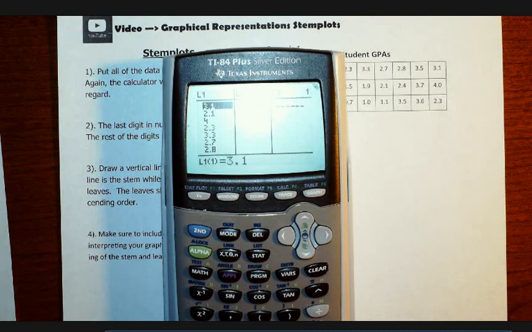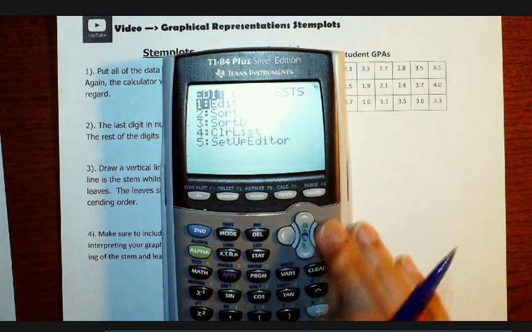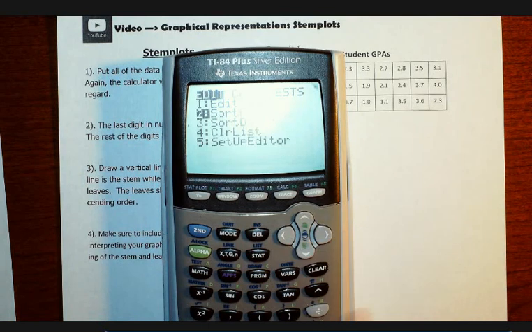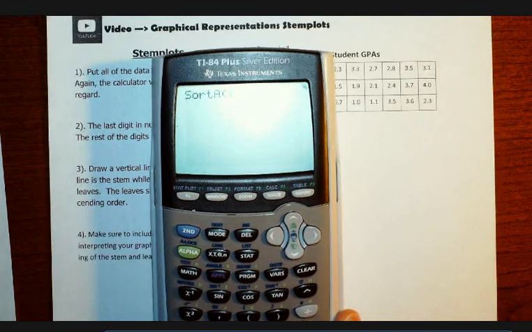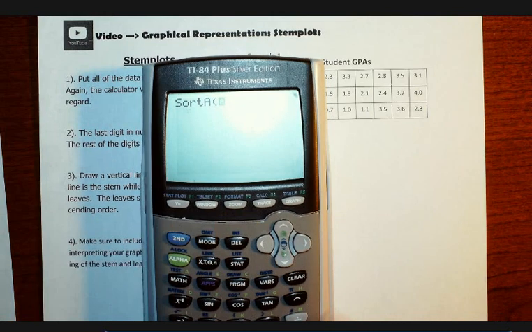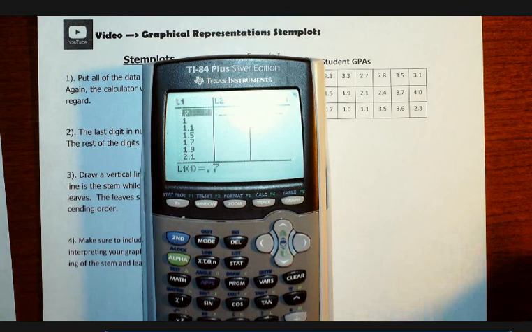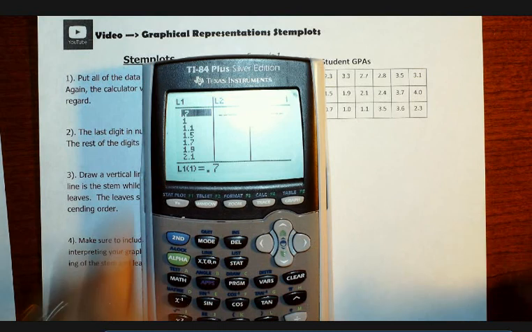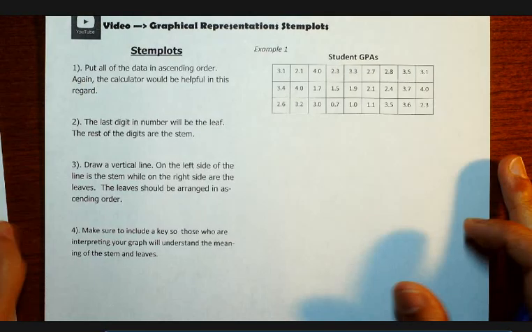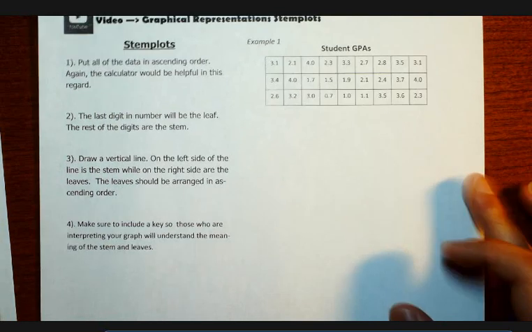Next I go back to stat. I want to sort in ascending order, and I want to tell the calculator that all of my values are in list 1. So now when I go back to my stat edit, all of the values are listed from least to greatest. In a stem and leaf plot, the last digit in the number will be the leaf, and the rest of the digits are the stem.